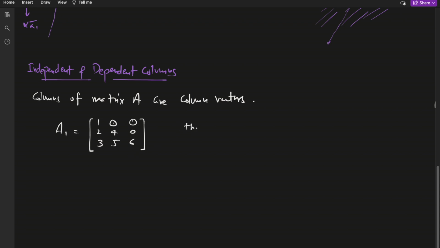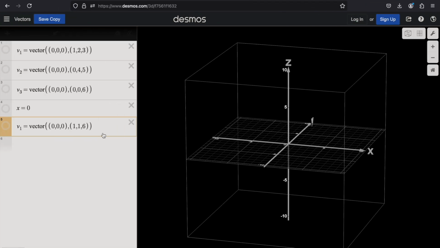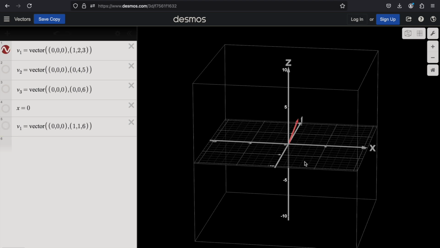Okay, so the linear combination of columns of A will fill the entire 3D space, that is R cube. All right, so let's see how the columns look. So this is Desmos, all right. So this is the first column, 1, 2, 3. All right, this is the first column, 1, comma 2, comma 3.